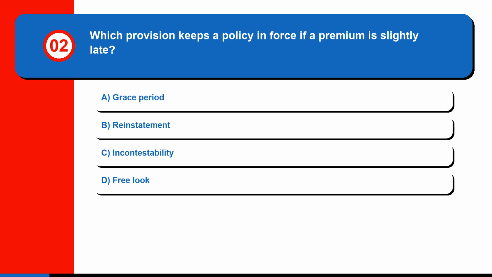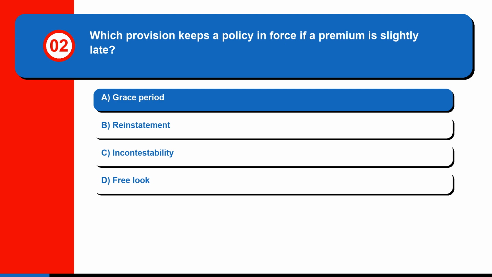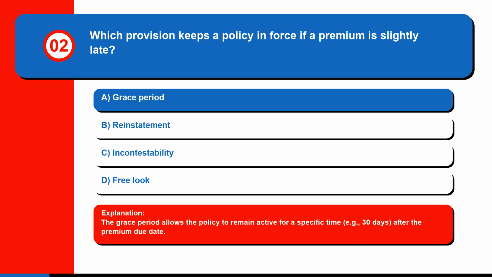Question 2. Which provision keeps a policy in force if a premium is slightly late? A. Grace period, B. Reinstatement, C. Incontestability, or D. Free look. The correct answer is A. Grace period. The grace period allows the policy to remain active for a specific time, for example 30 days, after the premium due date.